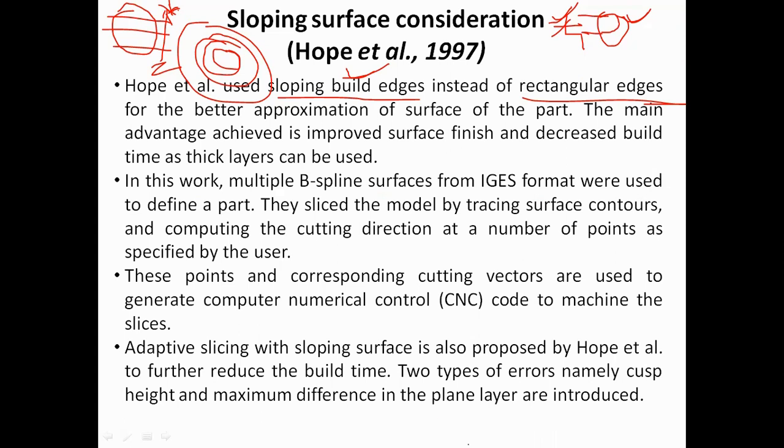So he took basically two types of errors, that is the cusp height and the maximum difference of the plane layer. What is the maximum difference in the plane layer? Now, suppose you have a part like this, you are cutting. So this is the layer that you are generating. Now, if you cut it, say like this, the layer thickness reduces, and that difference is taken into consideration. This can also be called delta, where delta is the difference between two layers considering cusp height.